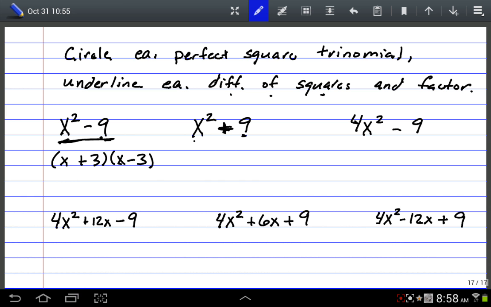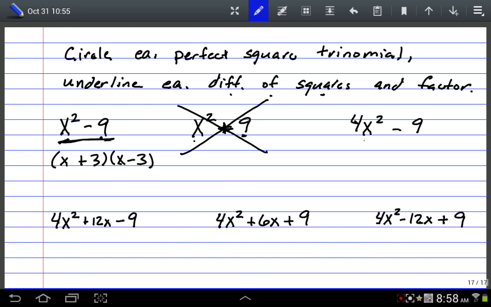So I'm not going to do anything to that. I'm not going to circle it. I'm not going to underline it. I'm not going to factor it because the truth is that I can't. Okay, let's go to the next one. On this one, if it's not a perfect square trinomial or a difference of squares, you can just cross that problem out and you don't even have to work it. Again, it's about identification more so than the factoring.